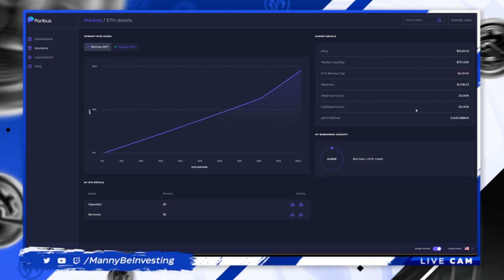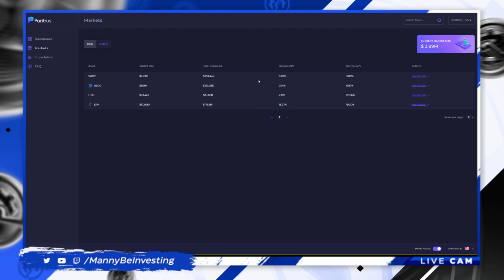Let's take a look. Yeah, the collateral factor is 82% and your reserves 20. So this is not one you want to take a loan out on based on the market conditions. And this is constantly changing. Somebody could come in, a whale could come in and deposit $500,000 in Ethereum, and that utilization rate, that algorithm, will adjust these rates. So you want to constantly be paying attention to that.